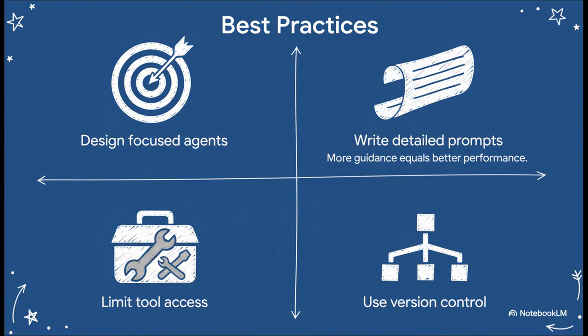So, to wrap this all up, let's hit a few quick best practices to make you a great manager. Rule 1. Keep your agents focused. One specialist, one job. Rule 2. Write detailed prompts. The more you give them, the better they'll perform. Rule 3. Limit their tools. It's safer and keeps them from getting distracted. And finally, and this is a big one for teams, check your project agents into Git. That way your whole human team can work on making your AI team even better.